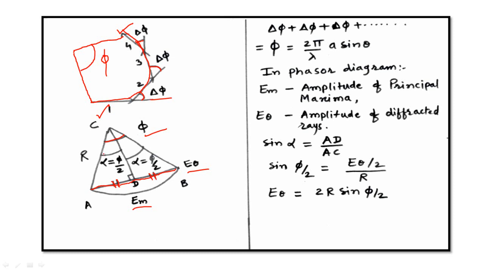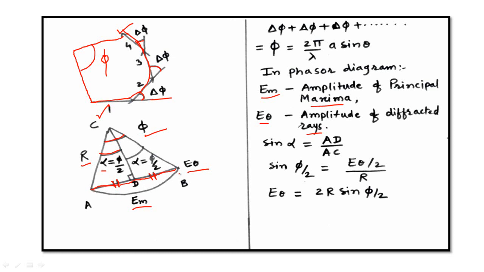At the same time it will divide this angle exactly into half, as alpha is equal to phi by 2, and here this R will be the radius of this arc which is AB. Okay, so in the phasor diagram we have represented this EM by the amplitude of the principal maxima, and this length of chord AB is represented as E theta, where this E theta is the amplitude of the diffracted rays.